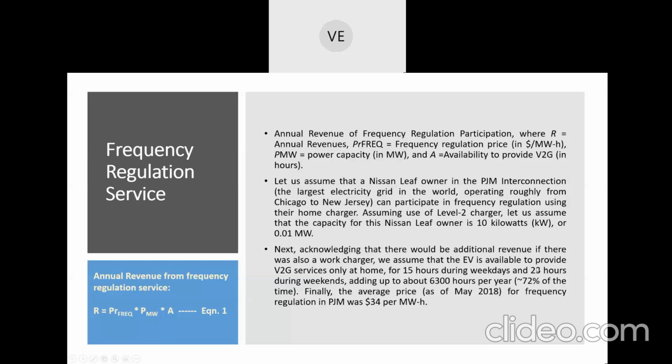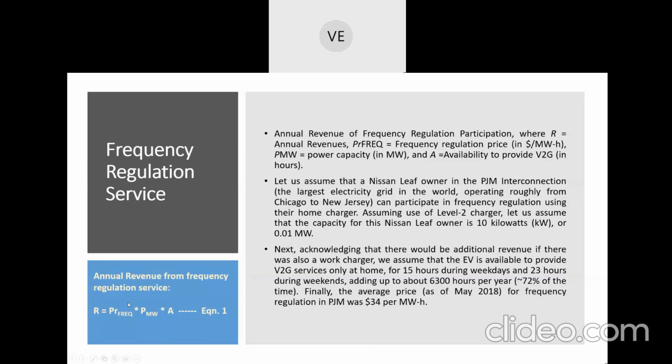Saturday and Sunday, he keeps it for 23 hours, and other days he is keeping it for 15 hours, adding up to about 6,300 hours per year, which means 72% of the time he is keeping it in the parking lot itself. This is not about one EV owner. Actually, it's a pooled system, but we are taking one EV owner for the sake of case study. Finally, the average price for frequency regulation in PJM was $34 per megawatt hour.